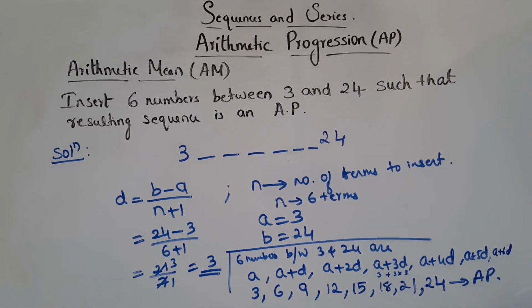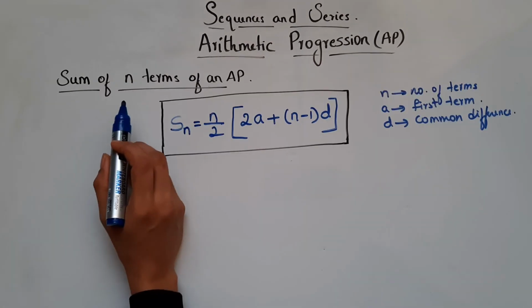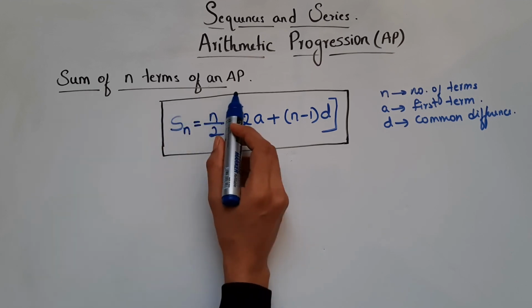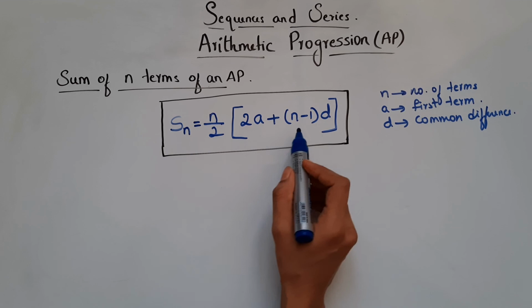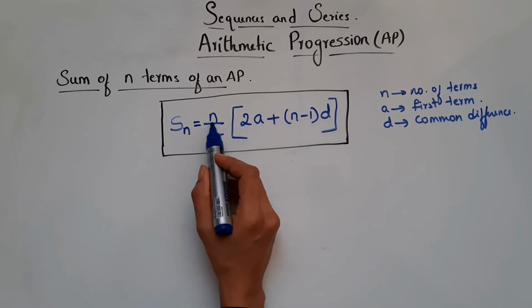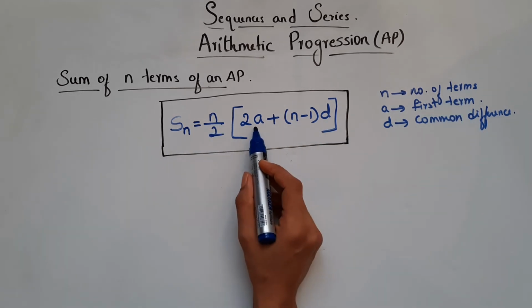Now let's see the formula to find the sum of n terms of an AP. But before that, pause the video and note this down. So now let's see the formula to find the sum of n terms of an AP. It's given by Sn is equal to n by 2 into (2a plus (n minus 1) into d), where n is the number of terms, a is the first term and d is the common difference.